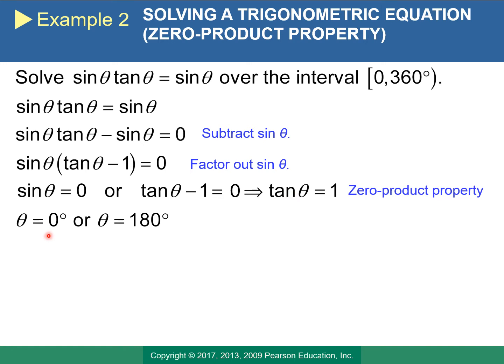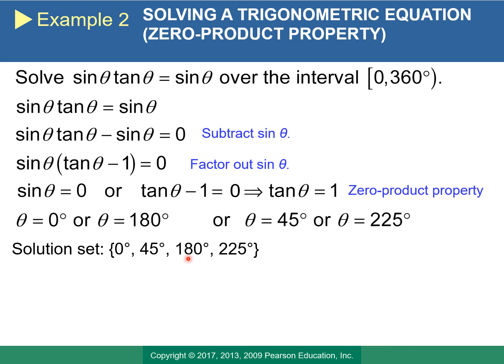So we know on our unit circle from 0 to 360, at 0 degrees and 180 degrees, sine theta is 0. And then we also know on our unit circle that at 45 degrees and 225 degrees, we would get a tangent value of 1. And so our solution set is all four of these answers, because all four of these answers satisfy our given equation, and they're in this interval from 0 to 360. And if you're ever not sure, you can plug them back into your original equation to see if it's equal, if you want to check.